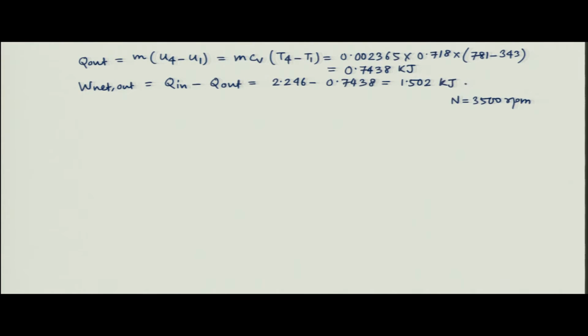Okay. So, this is per cycle, and if you want to find the net work output per unit time, that is why I am writing W dot, which is N dot, the number of revolutions per second, multiplied by W net out. So, N dot is 3500 upon 60. This is the revolutions per second, multiplied by 1.502 kilojoule per revolution.